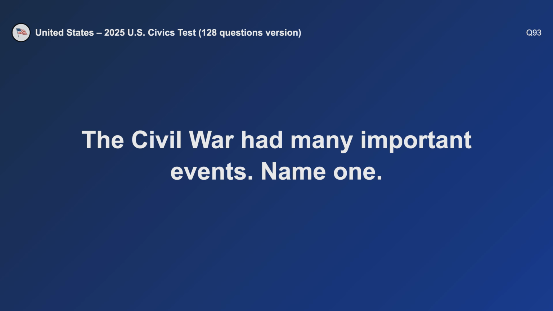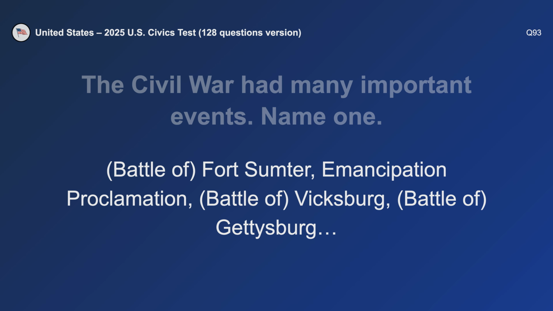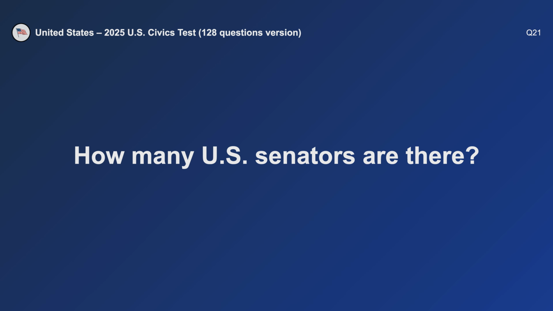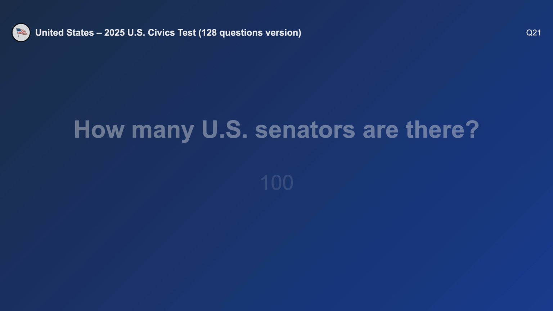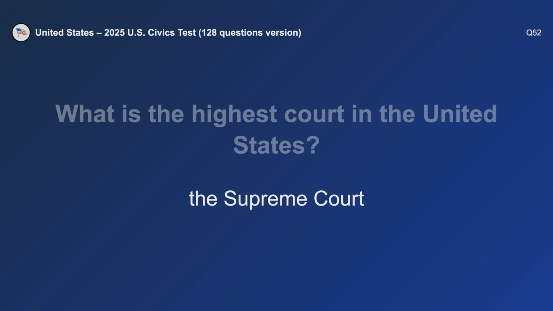The Civil War had many important events. Name one. Emancipation Proclamation. How many U.S. senators are there? 100. What is the highest court in the United States? The Supreme Court.